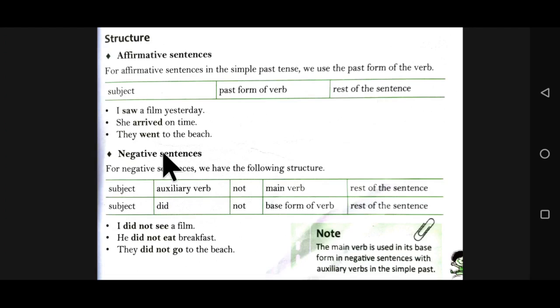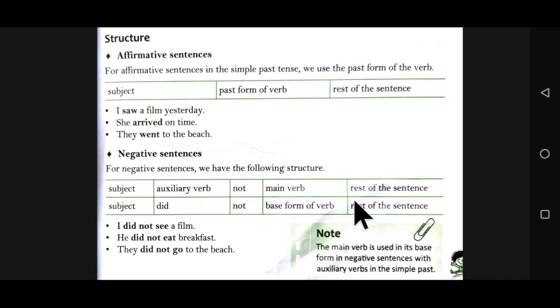Next comes the negative sentences. Okay, so let's see the structure. First comes the subject, then the auxiliary verb or the helping verb, that is did, then we put not, then we put main verb, and in which form, students? In the base form, and then we write rest of the sentence.